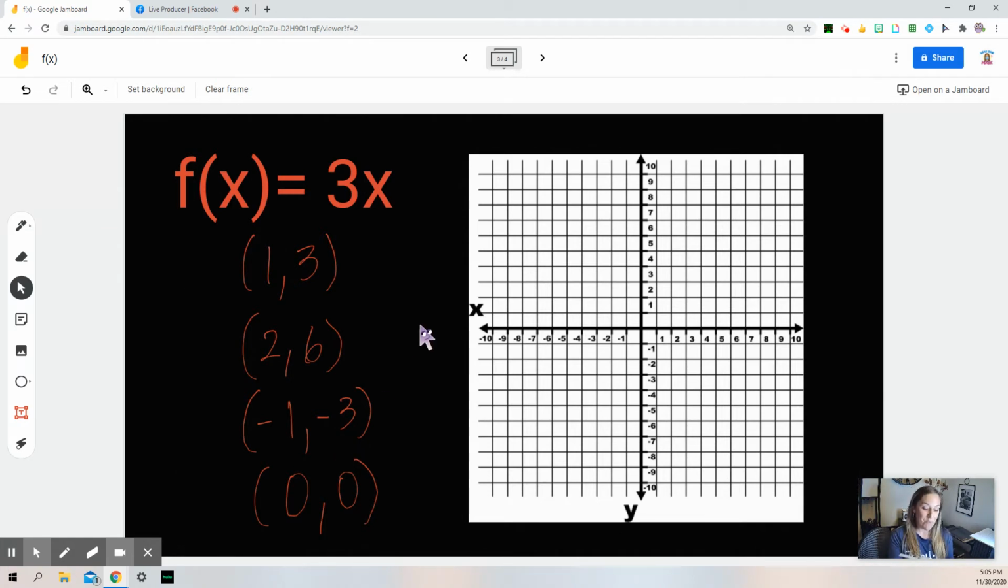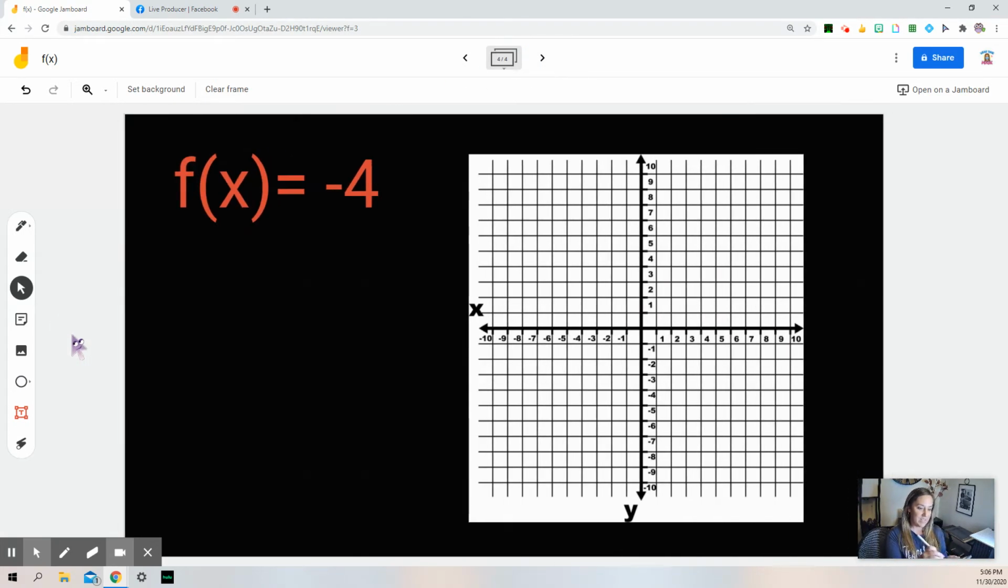Okay, so if you put these onto a graph, 1, 3, 2, 6, -1, -3, 0, 0, you have a nice straight line graph, and that is a function. Every time I give you an x, you can tell me what the y is. So let's look at another one.